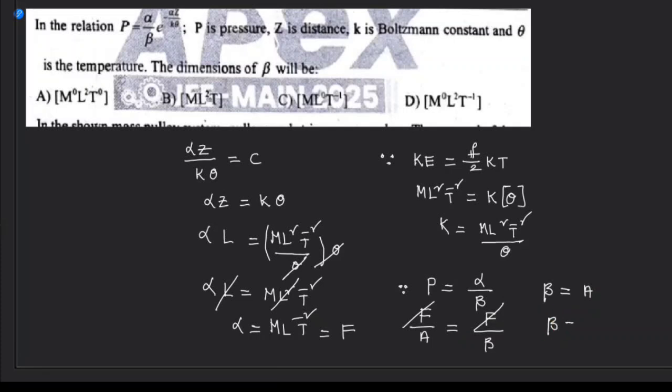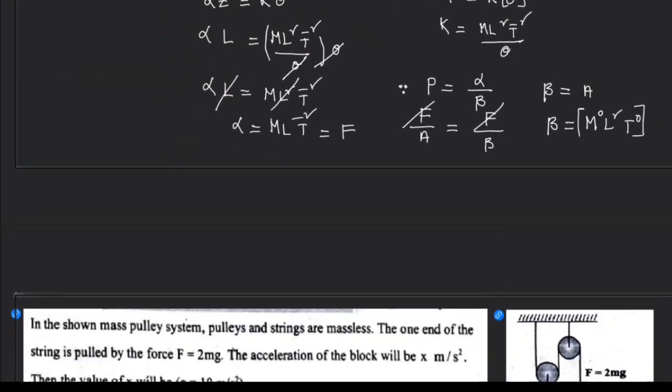Therefore the dimensions of this beta can be written as M power 0 L square T power 0. That's the question number 1, right? And for the next exam you have to carry forward this logic. The logic is, all the exponential, trigonometric and logarithmic functions are dimensionless or they are constant. So please keep this logic in mind for the next exam, right? That's question number 1.